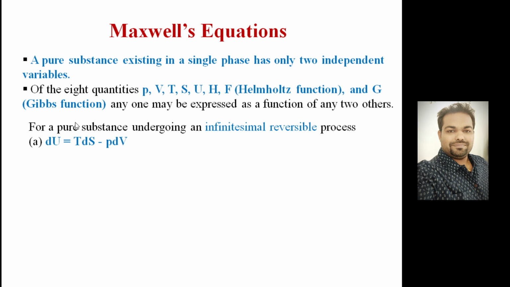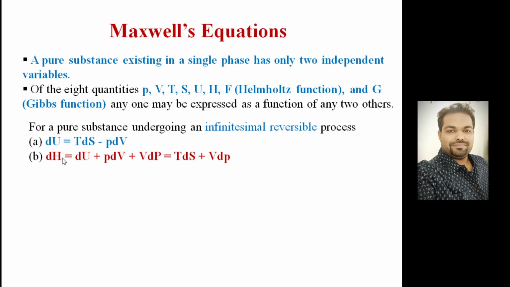So for a pure substance undergoing an infinitesimal reversible process, we can write dU = TdS - PdV. Basically this is nothing but your first law of thermodynamics. As per the first law, we can say Q = dU + PdV. I have taken PdV to this side, and Q for a reversible process is T dS. So dU = TdS - PdV. This is the first equation, applied for non-flow processes.